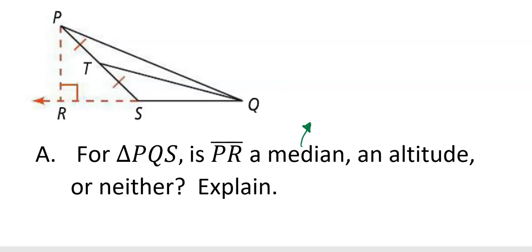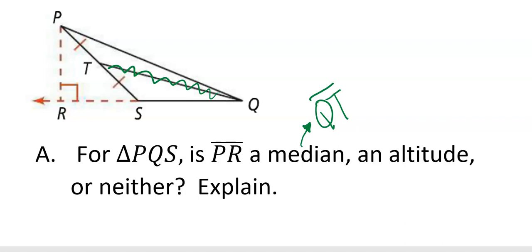If it is a median, it goes from the angle to the midpoint on the other side. Okay, so I'm looking specifically at Q. They're looking at PR though, okay? If I said, is QT a median, an altitude, or neither, what would you say? QT I'm talking about, this one. What one is it? Does it make a right angle or does it cut it in half? Cuts it in half. So for this one, QT is a median, but is PR a median? Does PR right here cut anything in half? No, it's not even inside the triangle, okay? So that's kind of the difference, okay?